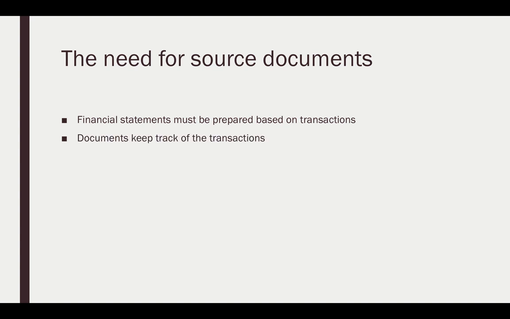So in order to be able to keep these accurate, we need to use source documents in order to track all the transactions. We're going to use different documents for the different types of transactions that take place. So, for example, we'll use invoices that we issue to customers for all the credit sales, and we will use receipts for all the cash that might be received, etc.